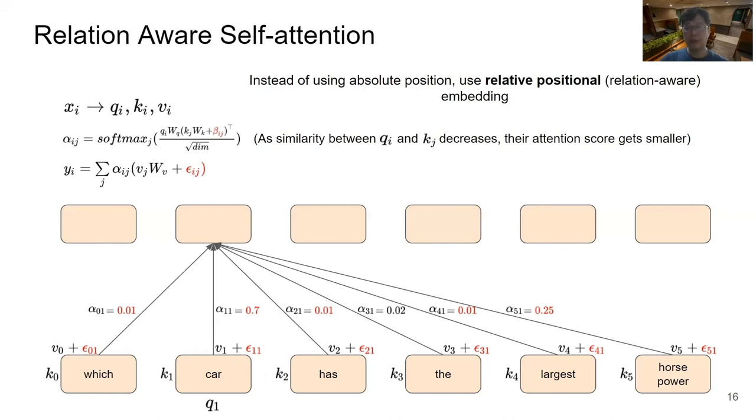In order to effectively bias the transformer toward the arbitrary relational information in the question and the schema, RedSQL uses relation-aware self-attention, which leverages learned relative positional embeddings beta ij and epsilon ij when computing alpha ij and yi. Here, as the similarity between qi and kj decreases, their attention score gets smaller. That is, this relation-aware self-attention is biased towards relations using these relative positional embeddings.